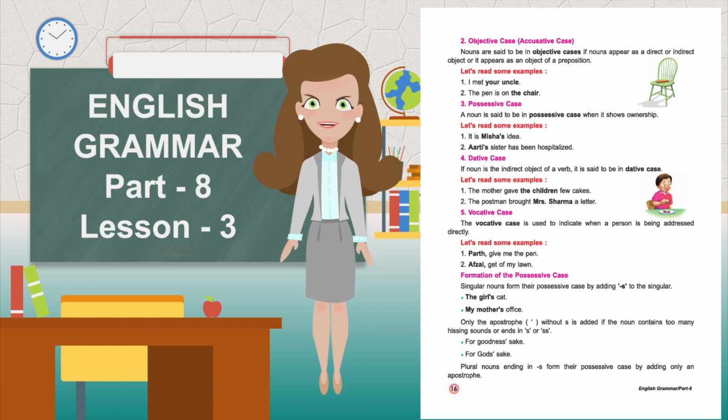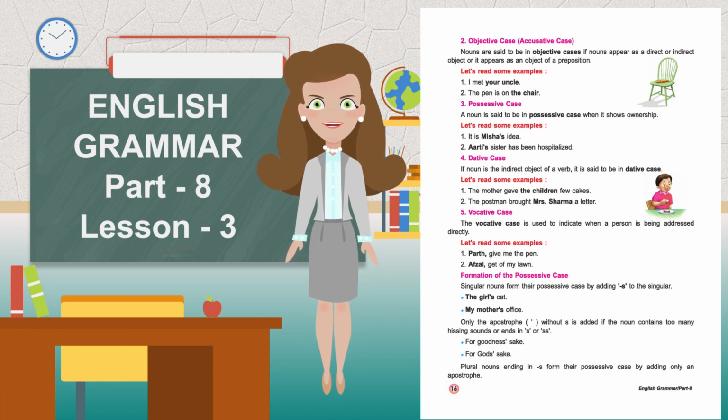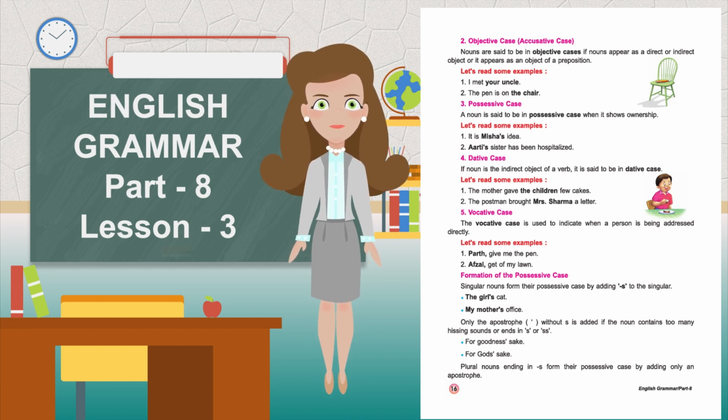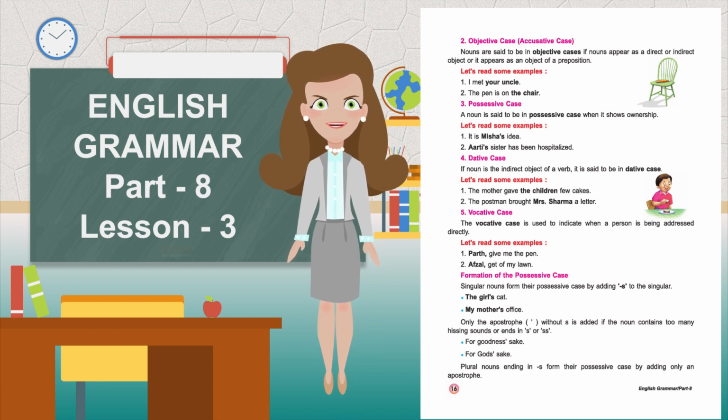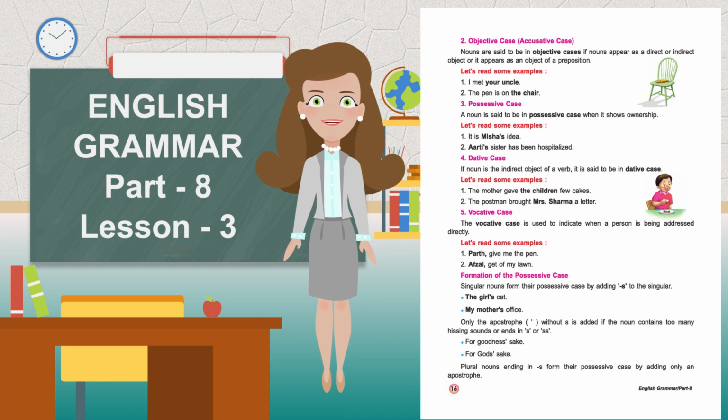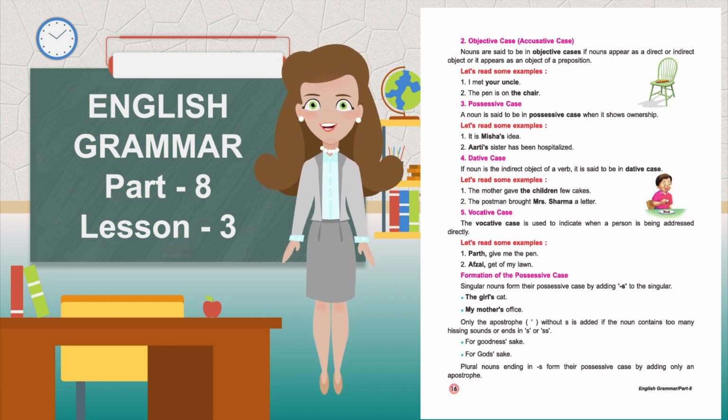Formation of the possessive case. Singular nouns form their possessive case by adding 's to the singular. The girl's cat. My mother's office. Only the apostrophe without s is added if the noun contains too many hissing sounds or ends in s or double s. For goodness' sake, for God's sake.